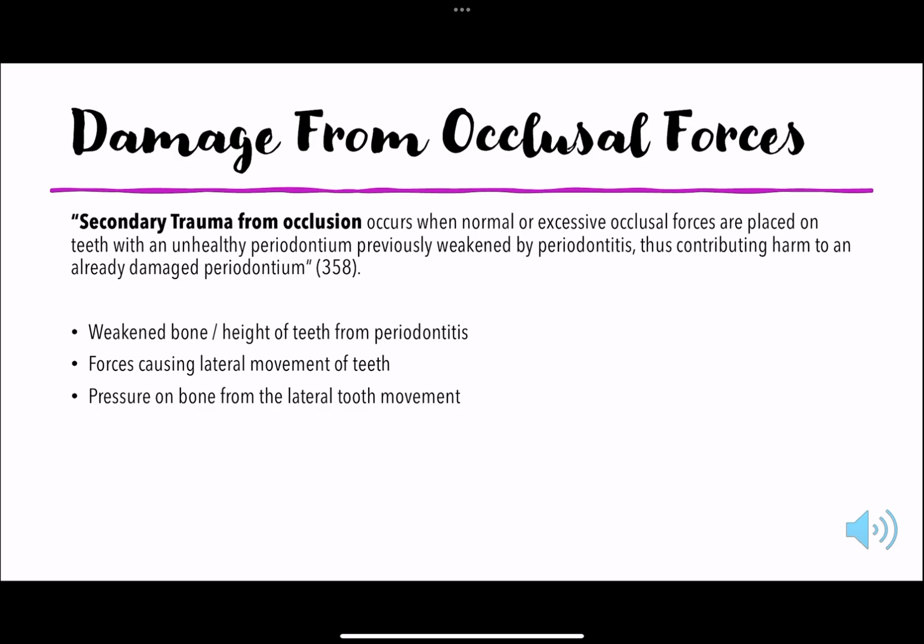So along with primary, there is secondary trauma from occlusion, and this occurs when normal or excessive occlusal forces are placed on teeth with an unhealthy periodontium, previously weakened by periodontitis, thus contributing harm to an already damaged periodontium. So unlike primary, this is occurring with an unhealthy periodontium that has already been weakened by periodontitis. Some causes of this are weakened bone and height of the teeth from periodontitis, forces that cause the lateral movement of teeth, and then pressure on the bone from that lateral tooth movement.